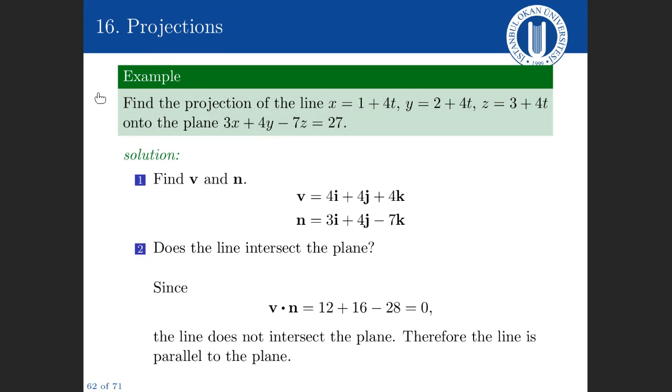Another example. Find the projection of this line onto this plane. Start as before, write down v and n, and then answer the question, does the line intersect the plane? In other words, is the line parallel or not parallel to the plane? To answer this, we calculate v dot n, and in this case, we get 0. Therefore, the line does not intersect the plane, the line is parallel to the plane.